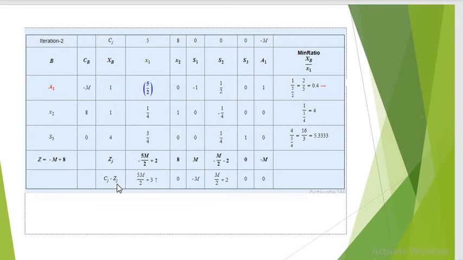Then look at the net values Cj minus Zj. Here also the values are not less than or equal to 0. That means we have to again improve the solution. Look at the leaving variable and entering variable. Here the entering variable will be x1, the leaving variable will be a1. The intersecting value is the pivot element, it is 5 by 2. Then to form the next table, make this 5 by 2 one and all other elements in that column 0. For that we can do the elementary row operations.